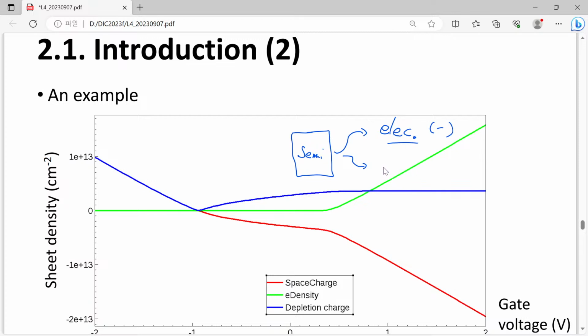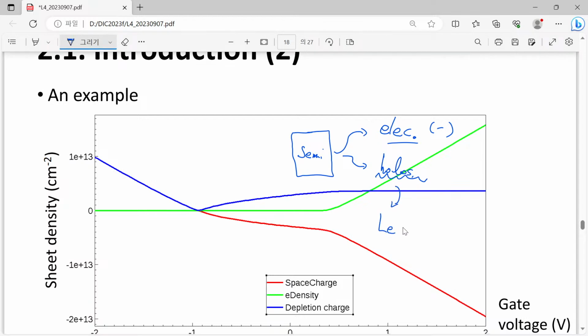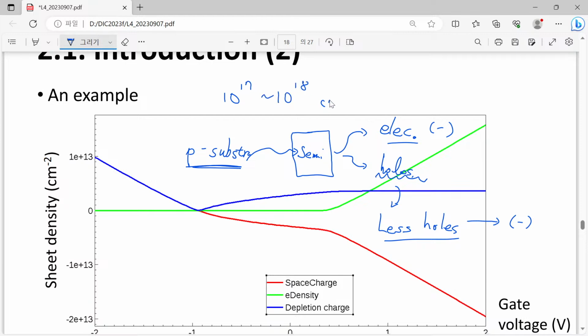However, there is also another mechanism: less holes correspond to negative charge. Why? Because the semiconductor material here is built on a p-type substrate. A p-type substrate means that typically 10 to the 17 or 10 to the 18 per cubic centimeter negatively charged boron atoms exist in your system.